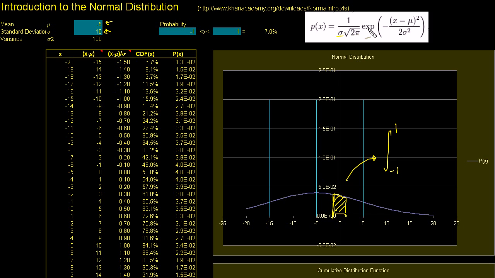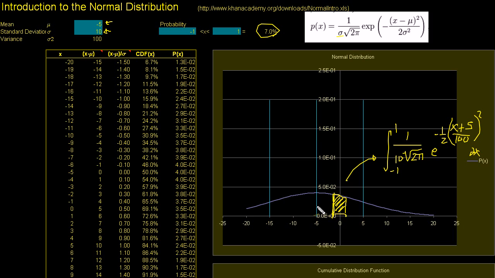And actually, let me put that in. So we're calculating, for this example, the normal distribution function. Our standard deviation is 10 times the square root of 2 pi times e to the -1/2 times x minus our mean. Our mean is -5, so it's x plus 5 over the standard deviation squared, so that's 100 squared, dx. This number, this 7%, or actually 0.07, is the area right under there.